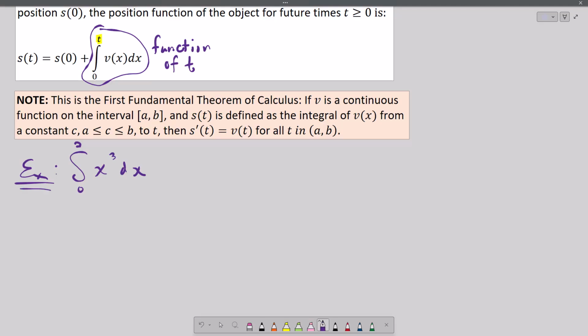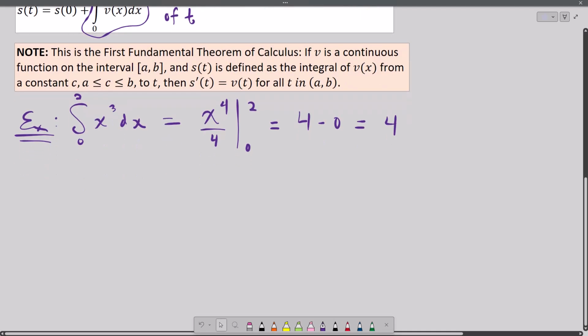That letter in there is called a dummy variable because it's not really a variable. This is just a placeholder. If you integrate this, you get x to the 4 over 4 from 0 to 2. You plug in the 2, and you get 16 over 4, which is 4. So this object is a number. It's totally different when that limit of integration is a variable.